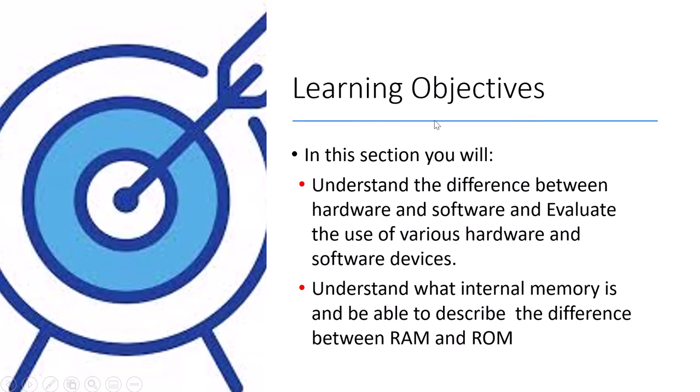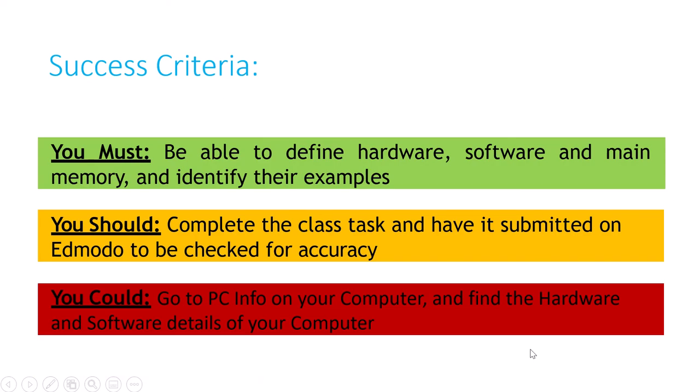The objectives that you are expected to learn at the end of this lesson is to understand the difference between hardware and software and be able to evaluate the use of various devices, both hardware and software. You should also be able to understand what internal memory is and describe the difference between RAM and ROM. The success criteria for this lesson is that you must be able to define all of the terms we have discussed: hardware, software, main memory, and identify their examples.